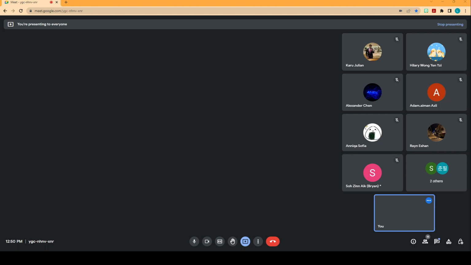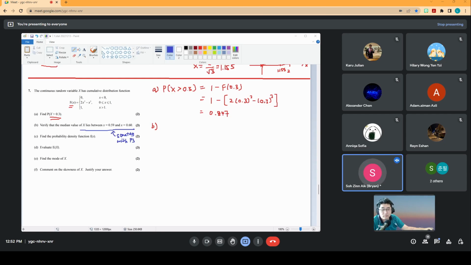Part B here is something to do with P3. Of course, the junior students wouldn't know what it is yet because they haven't reached this topic yet. For the senior students, I would like you to tell me which P3 part we can apply this. I think Brian should answer. The numerical methods. Thank you. Okay, it's numerical methods.